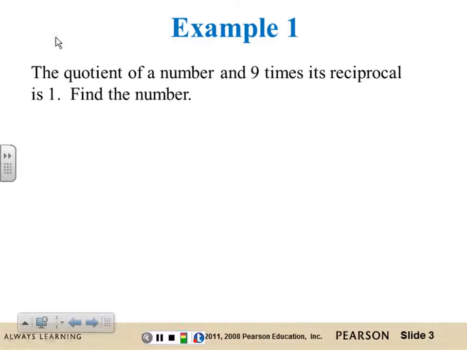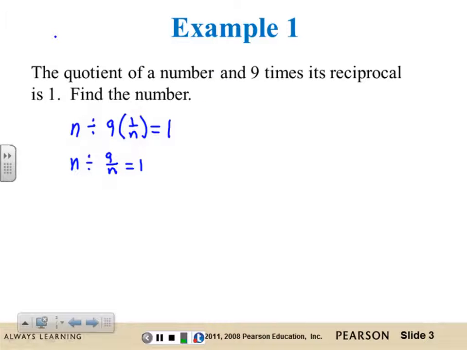So the quotient means we're going to divide two things, and the two things that we're going to divide are a number and 9 times the reciprocal of the number. So if our number is n over 1, the reciprocal is going to be 1 over n, and that's going to be equal to 1. So now we're going to do the math. Let's simplify. The 9 times 1 over n is going to be 9 over n, equal to 1.